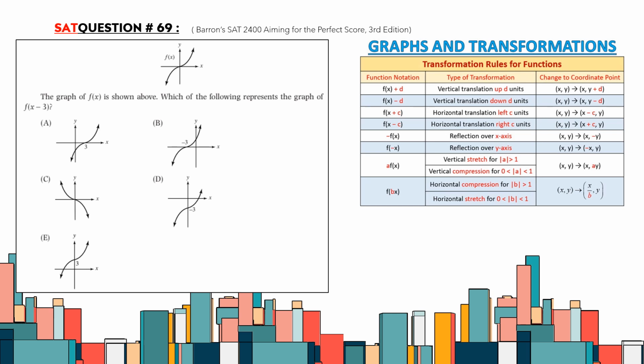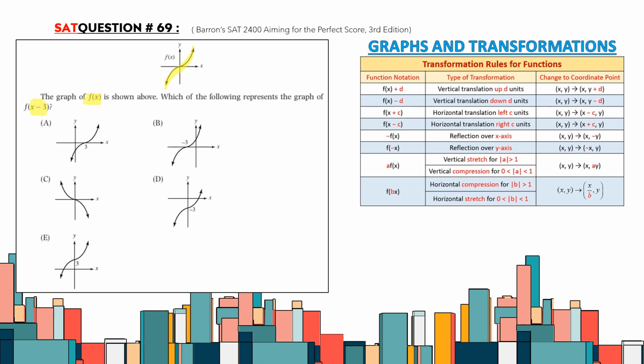The graph of f of x is shown. Which of the following represents the graph of f of x minus 3? So the given f of x has a graph that looks like that, going through the origin (0, 0). And now we have to find what represents the graph of f of x minus 3.